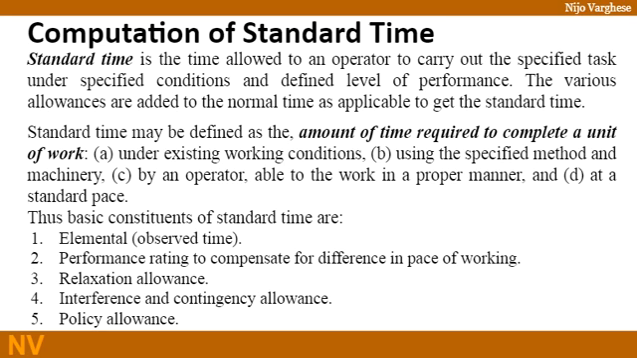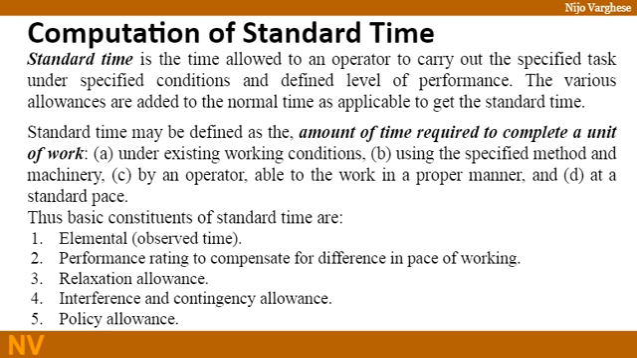How are we getting the standard time? As we have discussed in the steps of time study, we calculate the normal time. Normal time is observed time multiplied by the performance rating divided by 100. We get the normal time plus the allowances given for an operator, and that gives the standard time. Standard time may be defined as the amount of time required to complete a unit of work under existing working conditions, using the specified method and machinery, by an operator able to work in a proper manner and at a standard pace. This is known as standard time.